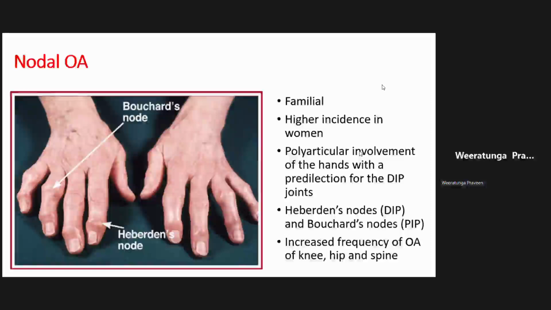And you see the typical examination findings of Heberden's nodes and Bouchard's nodes. The Heberden's nodes are in the distal interphalangeal joint and Bouchard's nodes in the proximal interphalangeal joint. These patients with nodal osteoarthritis have an increased frequency of osteoarthritis in other parts of the body, like the knee, hip, and spine.